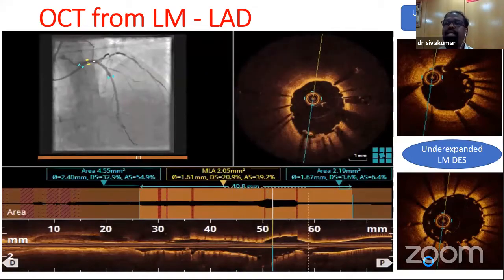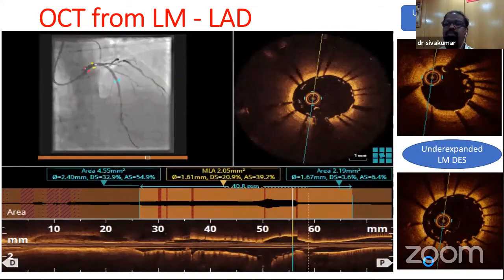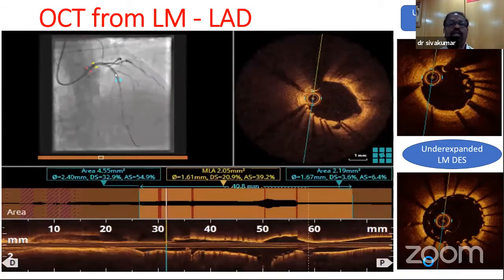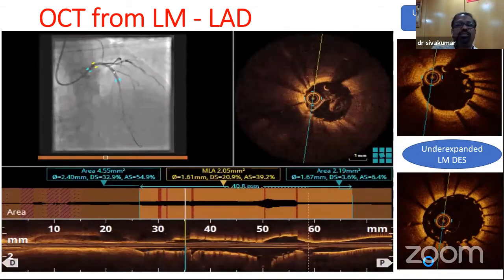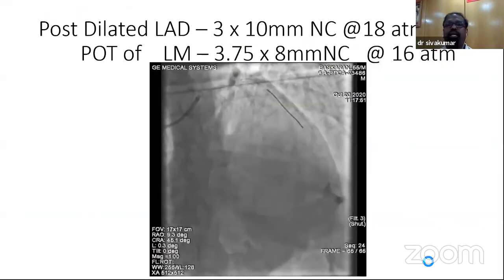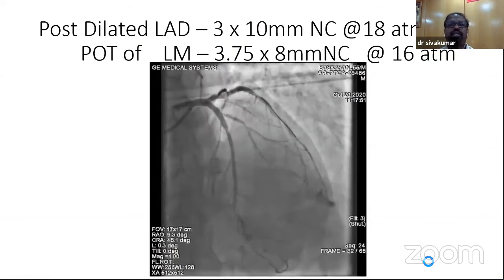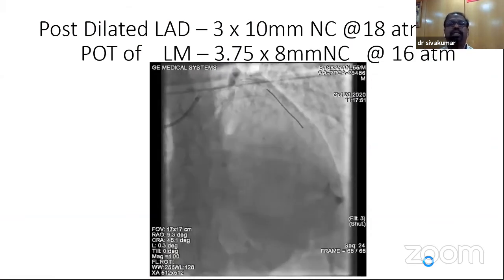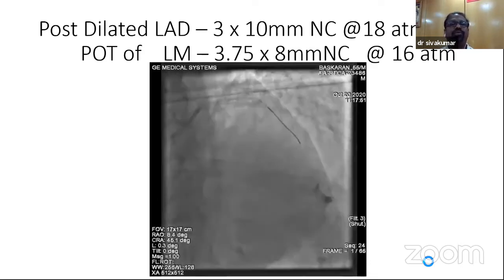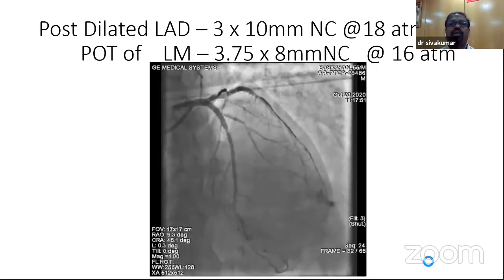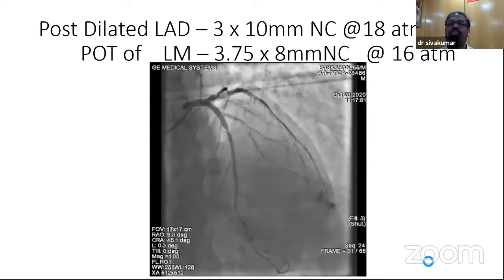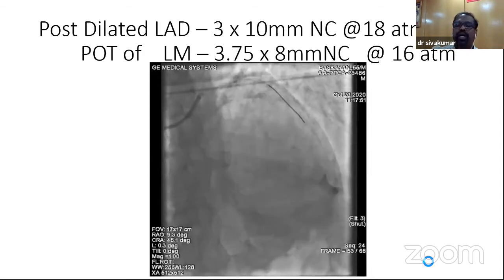If you look at an LED, at least in ostial LED, it looks underexpanded. In LM, it is not only underexpanded, it is inadequately apposed. So based on the EEL and all the measurements we got from the OCT, we took a 3 balloon for the LED and expanded it further to make sure the LED part of the stent is further expanded. We took a 3.75 balloon for the LM part of the protruded stent, and we know that it is underexpanded as well as malapposed, so we could achieve that.